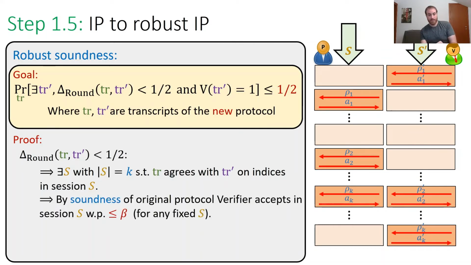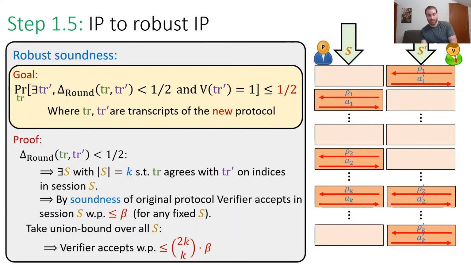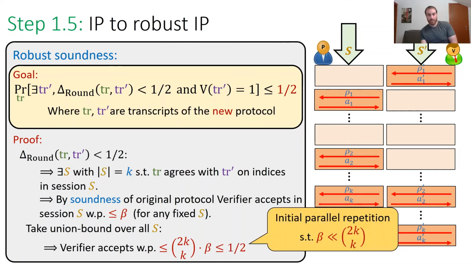And if we look at the proof run during this session, then by soundness of the original protocol, the verifier accepts in this session with probability at most beta, some soundness error of the original protocol. This is for every fixed S. So if we take a union bound over all sets S, we get that the verifier accepts with probability at most 2k choose k times beta, which can be made as small as 1/2 by doing parallel repetition initially for the interactive proof to get the soundness error to be very small. And then we're done. We get that if the transcripts are close, then the verifier accepts with probability at most 1/2.